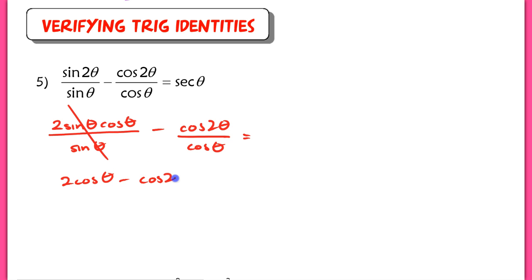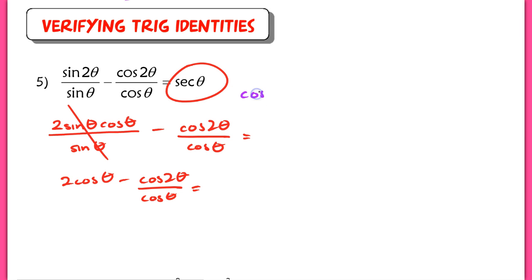But now I see that I have a cosine of 2 theta, and in the right-hand expression here, it's just 1 over cosine of theta, so it's not in terms of 2 theta. So again, I want to apply a double angle formula here. Now, there's a few that I can choose from, especially when dealing with the cosine of 2 theta. So let's start with some of them.